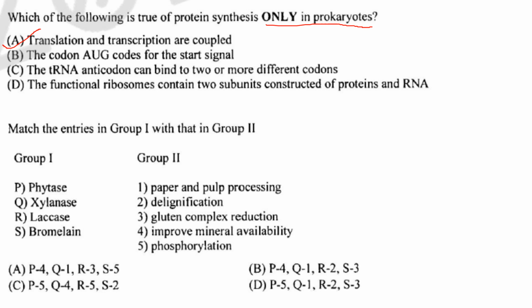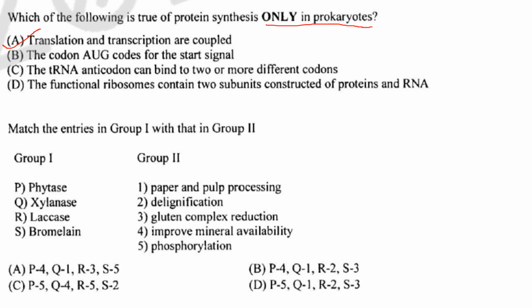Then next one, match the entries in group 1 with that in group 2. Group 1, phytase. Phytase improves mineral availability. Iron availability is increased by phytase. So P4. So C and D can be eliminated. We will see A and B.